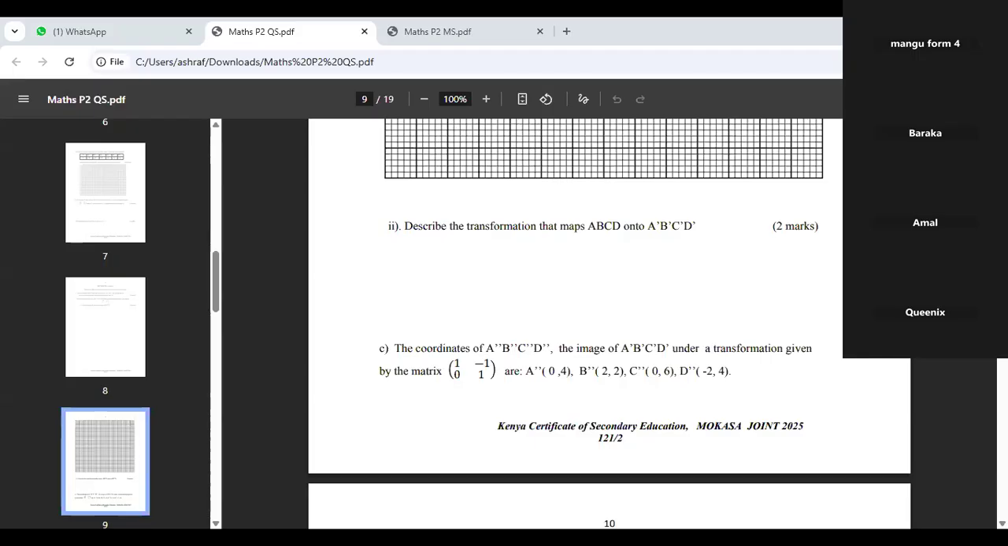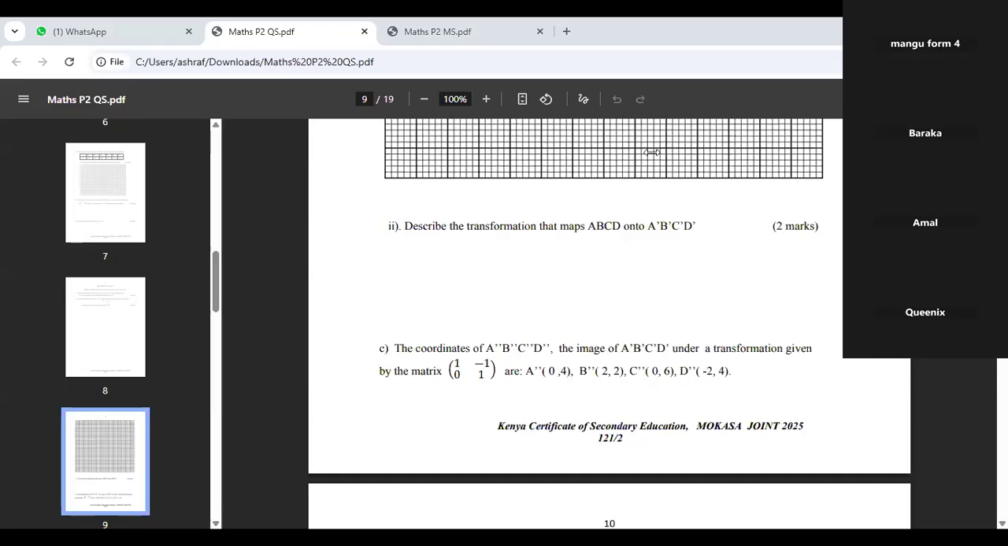For a stretch, how do you fully describe a stretch? You mention it's a stretch, you give the invariant line, and we mention the stretch factor. So it's a stretch, y-axis invariant, stretch factor. You state the stretch factor.